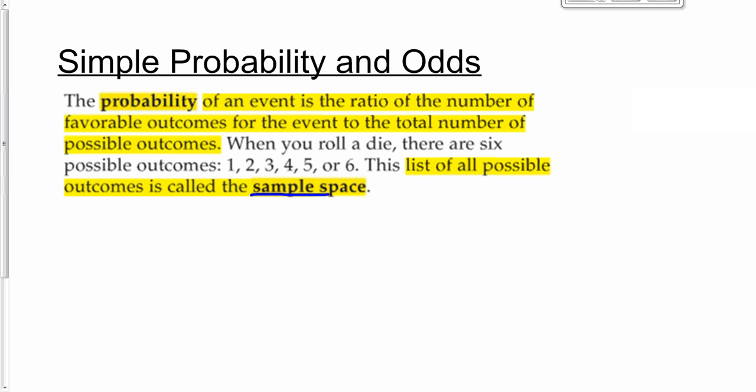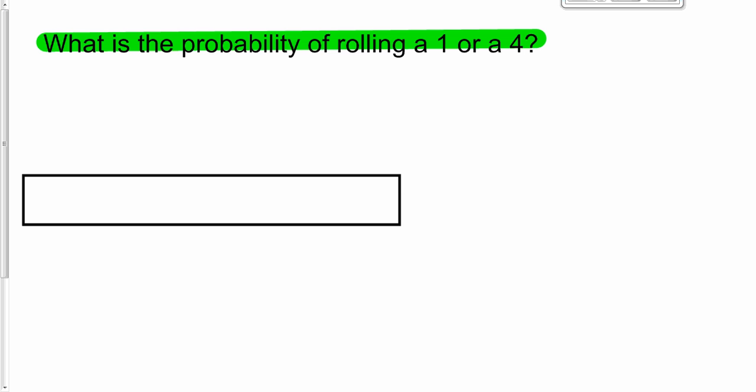So you want those two definitions, and we'll go through some examples and see what that looks like with probability and finding sample space and things like that. All right, so if we're looking at a die, what is the probability of rolling a 1 or a 4? Okay, well, let's look at our sample space first.